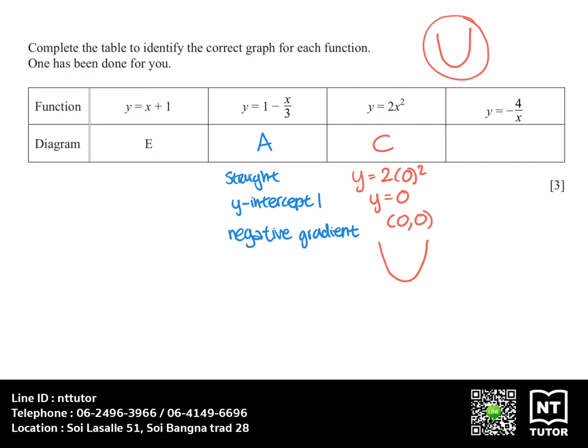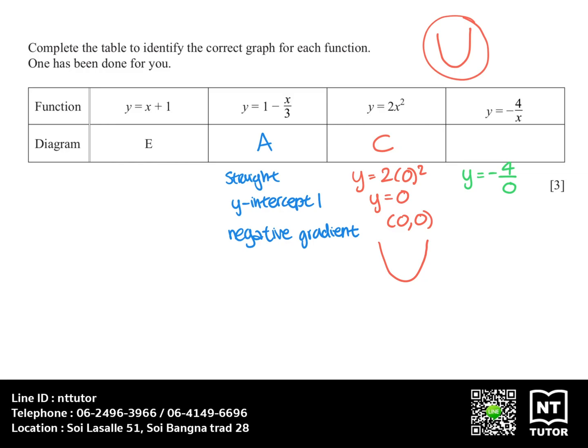If we look at the next one, y equals minus 4 divided by x. Some of you might be unaccustomed to this graph as we don't see it that much. But if you try y equals minus 4 over 0, or try substituting x with 0, we can't do this because we can't divide a number by 0. It just goes to infinity.